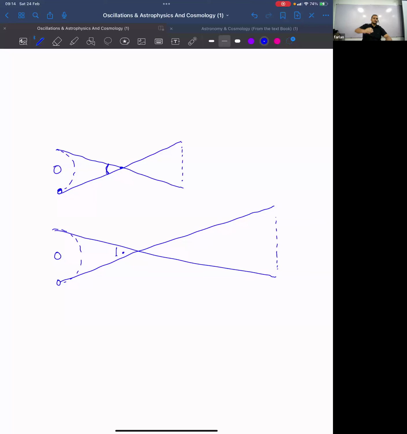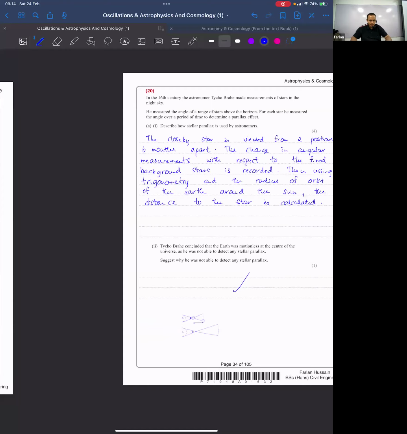Okay. So if it is far, this angle will become extremely small. If the distance between these two stars is thousands of light years away, beyond a certain level this angle will be too small, you can't measure it. That is the reason why he has concluded it is motionless, because the distance between the stars is too far. The angle is too small.